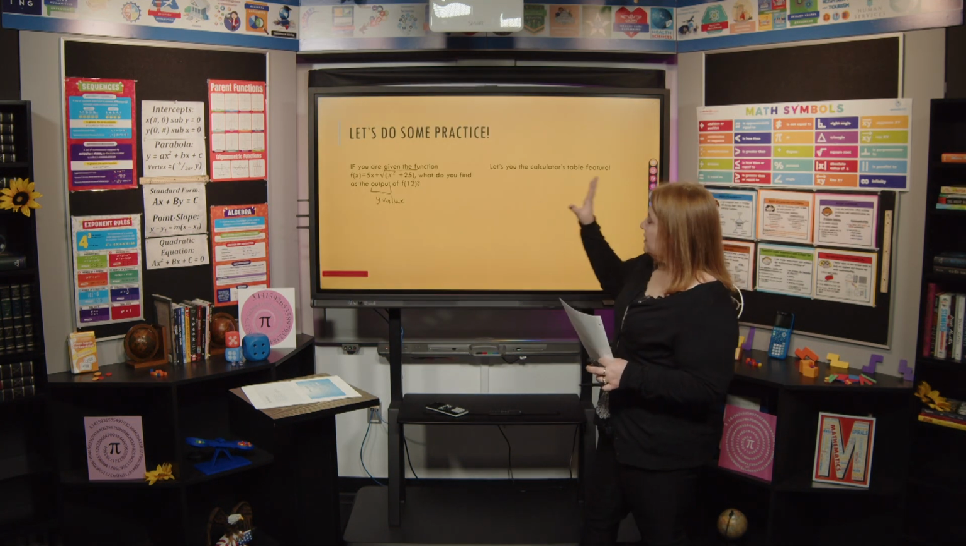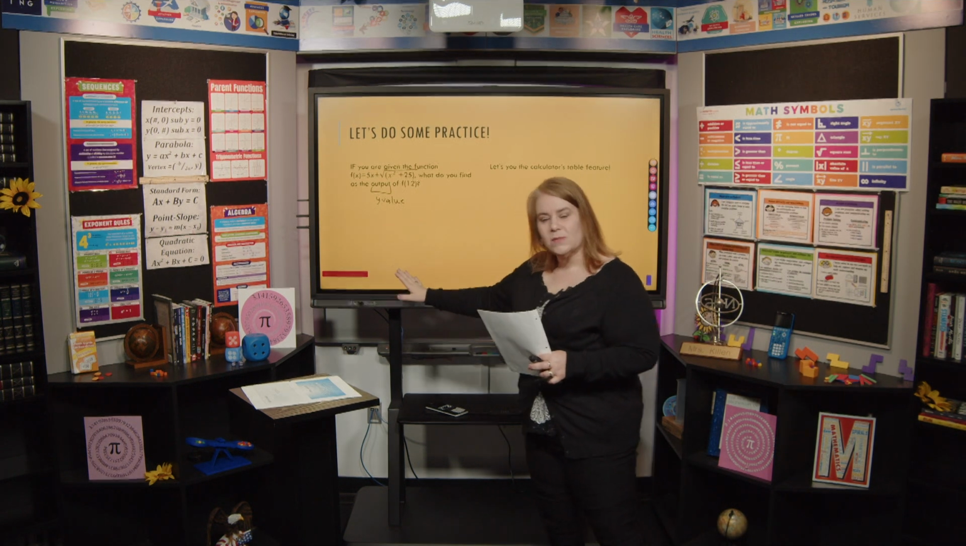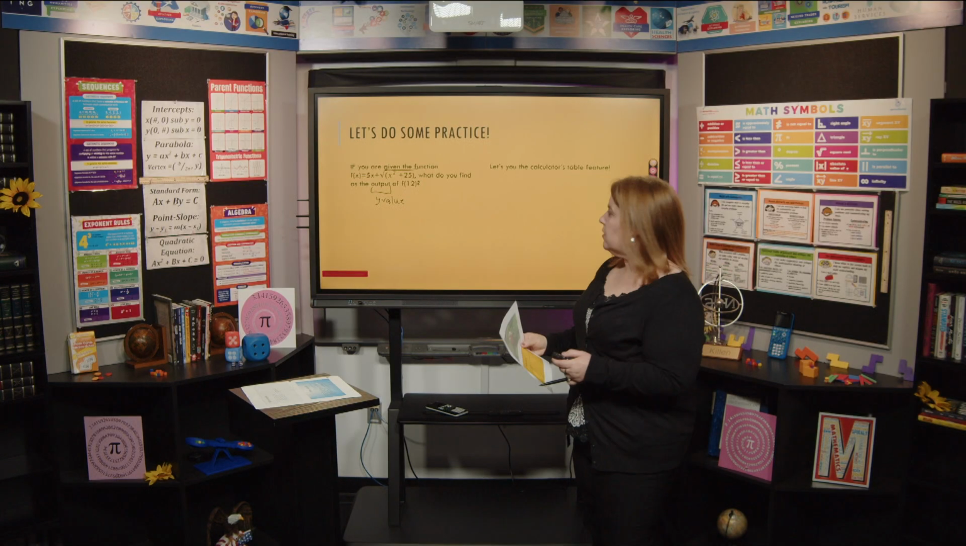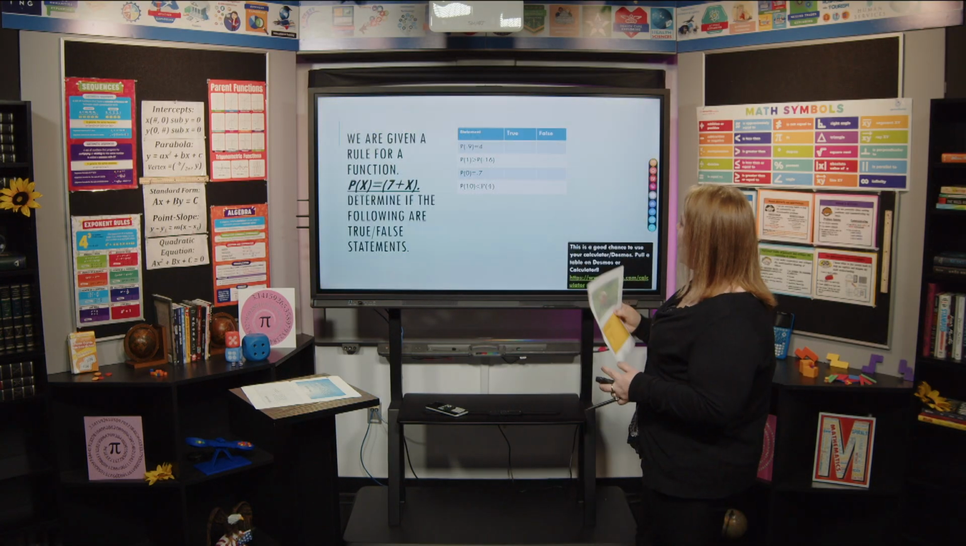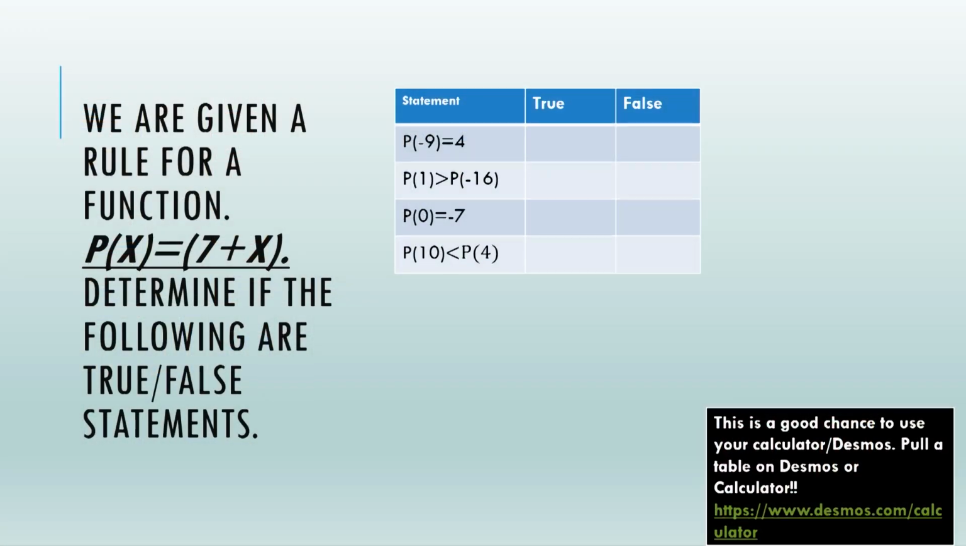So now that we've looked at calculator skills and Desmos skills for these different types of problems, now let's look to see if we can answer some questions about these. It says we are given a rule for a function, P of x equals 7 plus x. Determine if the following are true or false statements.